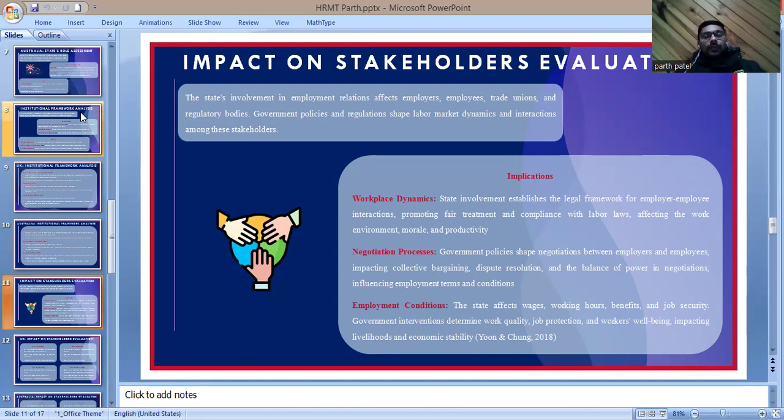Third one is employment conditions. The state affects the wages, working hours, benefits, and job security. Government intervention determines the work quality, job protection, and worker well-being impact, etc.